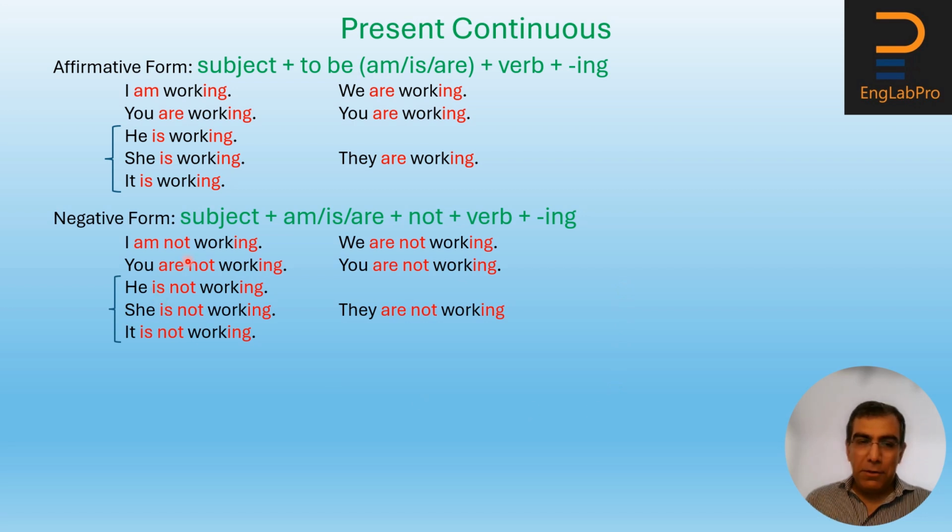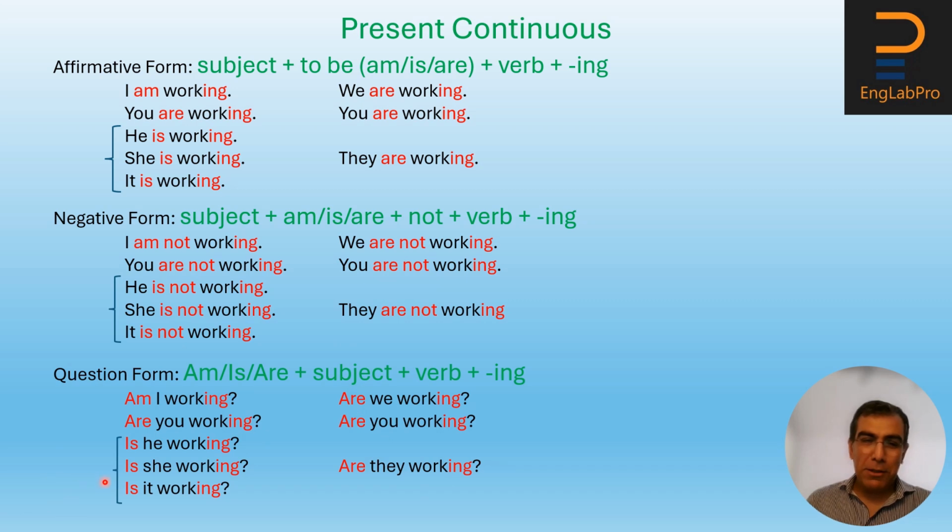For the negative, we just use a not after to be. I am not working, you are not working, he is not working, she is not working, it is not working. And for the plural, we say we are not working, you are not working, and they are not working. And for the question, we simply use the to be at the beginning of the sentence. So am I, are you, is he working, is she working, is it working, are we working, and the rest.